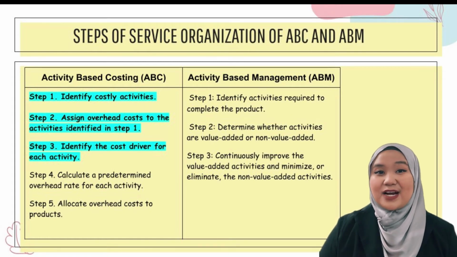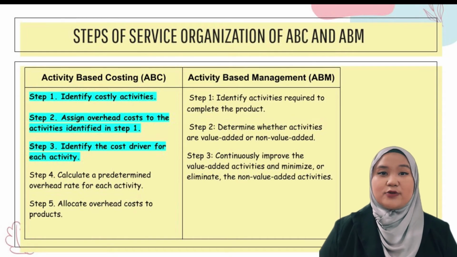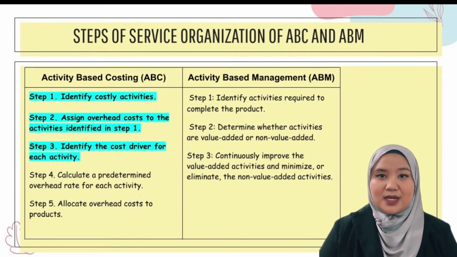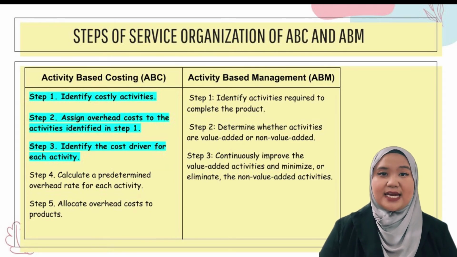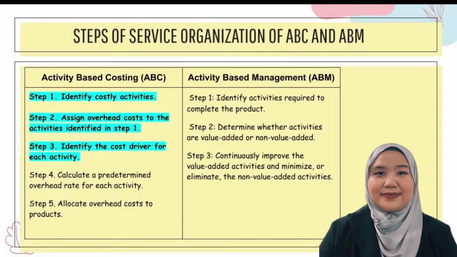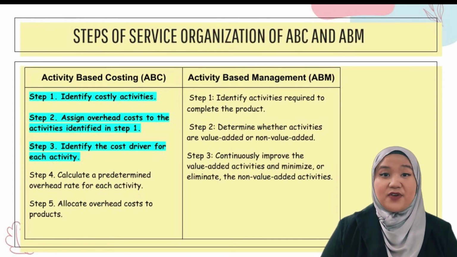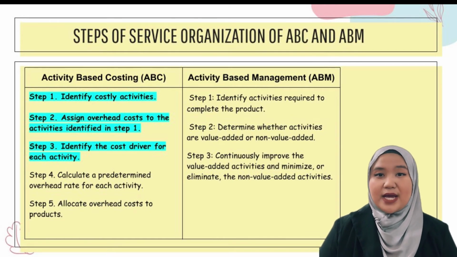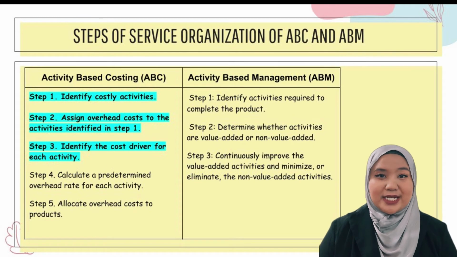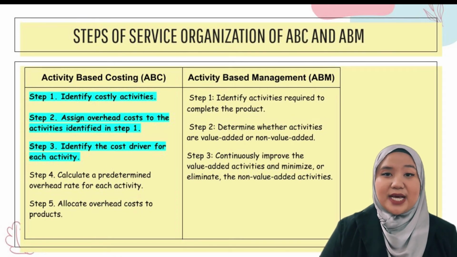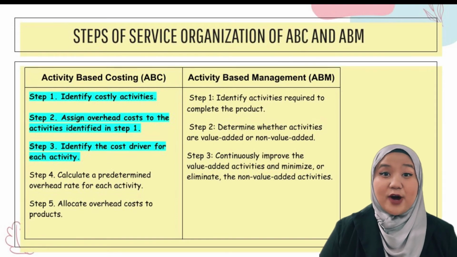Step 1. Identify costly activities. Processing loans includes activities such as meeting with customers, reviewing customer applications, and running credit reports. Step 2. Assign overhead costs to the activities identified in Step 1. Costs assigned to the activity of reviewing customers' applications include items such as wages of personnel reviewing applications, depreciation of computer equipment used to review online applications, and supplies needed for the review process. Step 3. Identify the cost driver for each activity.